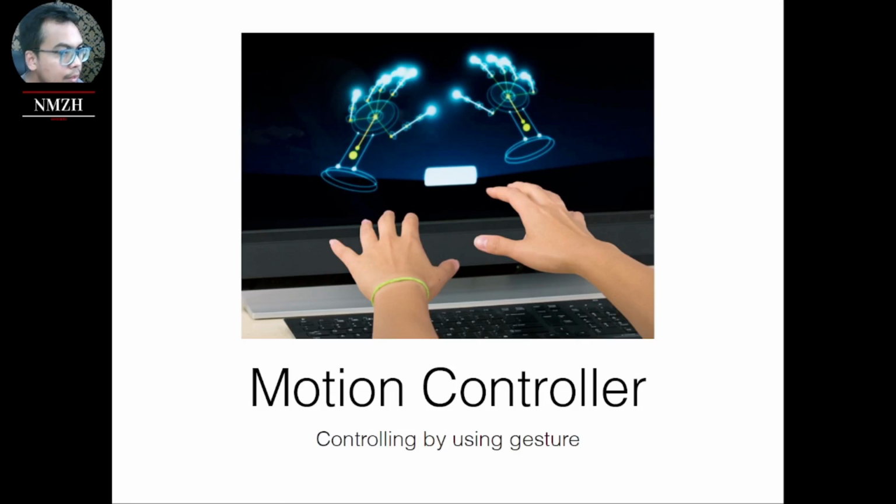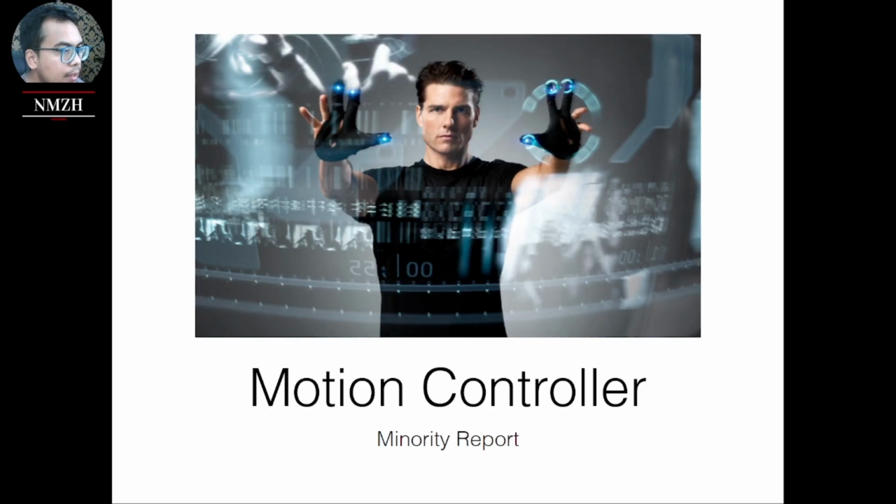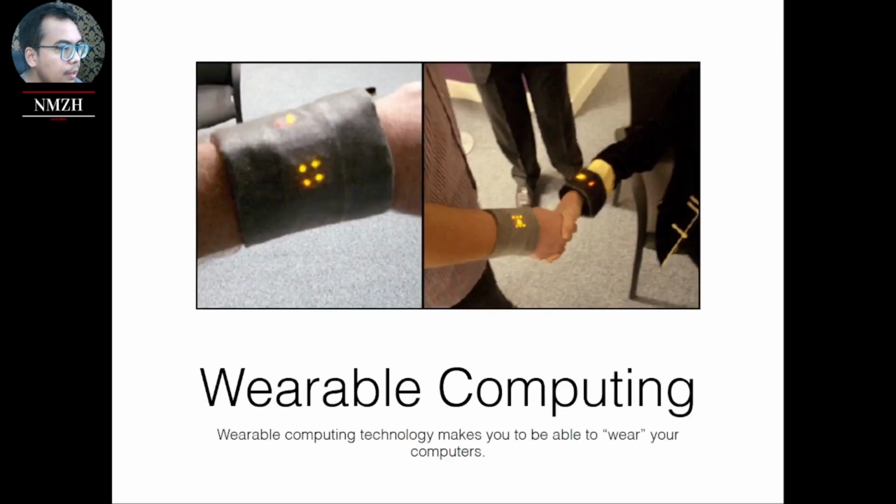So motion control is happening right now, whereby in fact the AI and machine learning would accelerate this particular field to make the motion controller field become faster. So motion controller is whereby we can see the example, I think early 2000s, a movie by this guy, Tom Cruise, isn't it? So in Minority Report.